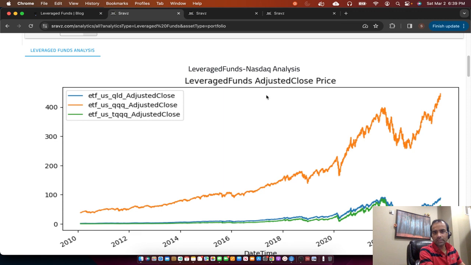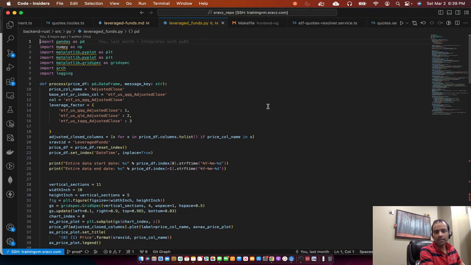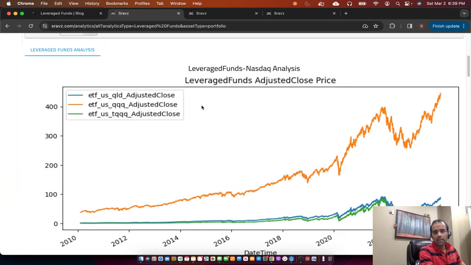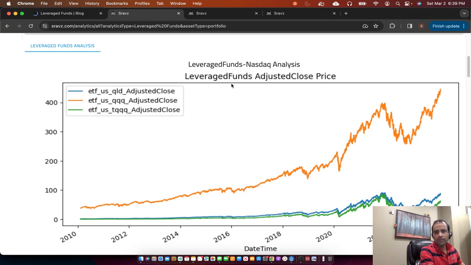So I'll go through this section analysis. Then I'll also go through the code base. The first graph shows the leveraged funds adjusted closing price of QQQ, QLD, and TQQ. These are the Nasdaq leveraged funds. QQQ is no leverage. QLD is 2 times of QQQ, and TQQ is 3 times of QQQ. So it's 3 times leveraged.